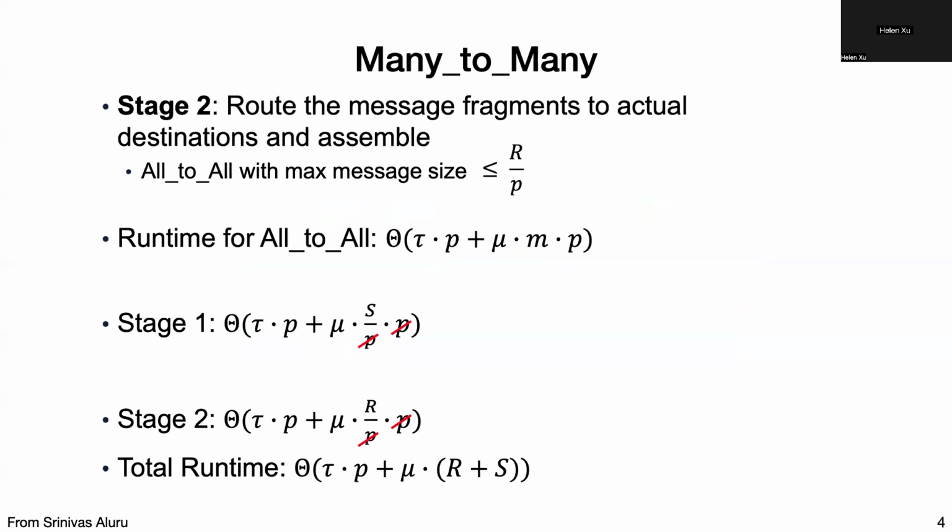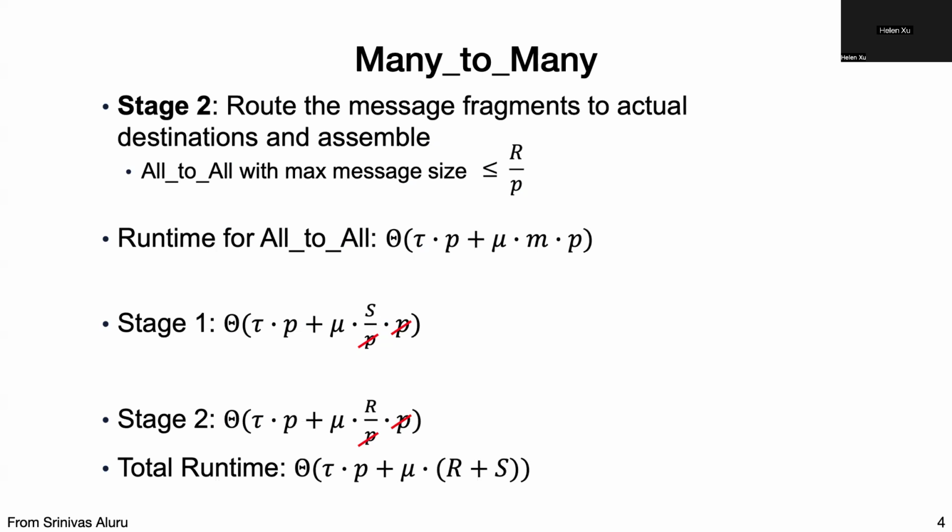And then the second part. Like I said, we're not done because not everybody has what they needed at the end. So now you have to route the evenly sized pieces to their correct destinations. And that is another all-to-all with max message size R over P. And remember, R is the most that anybody has to reduce.